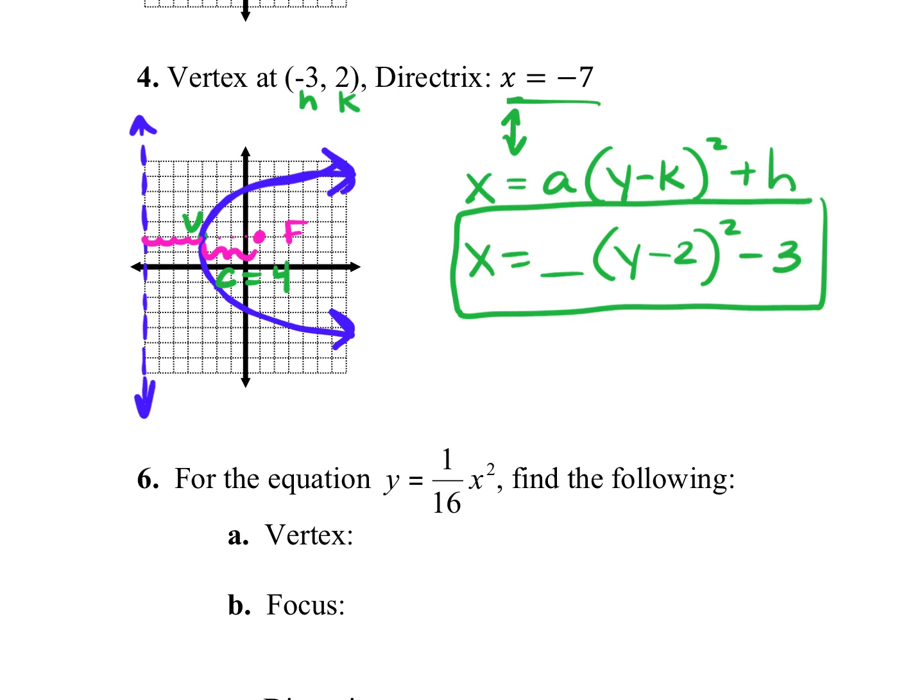So do you use that formula when there's a vertex that's not 0, 0? Yeah, you can use this formula with 0, 0 too. It's just if you plugged a 0 and a 0 in here, they go away. So if you always want to use the fancy formula, you can. Okay, so then your A value is 1 over 4 times C. What was our C value?